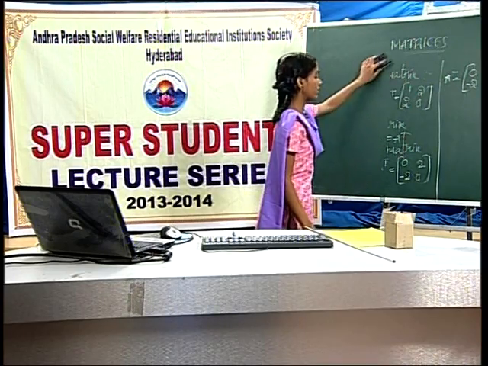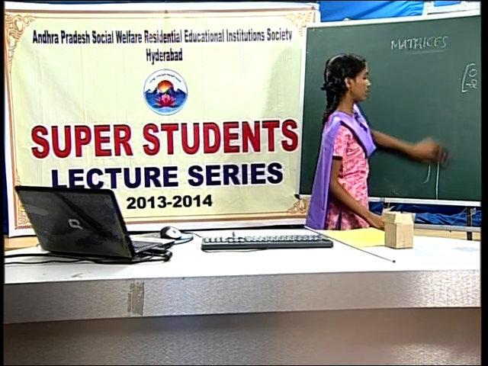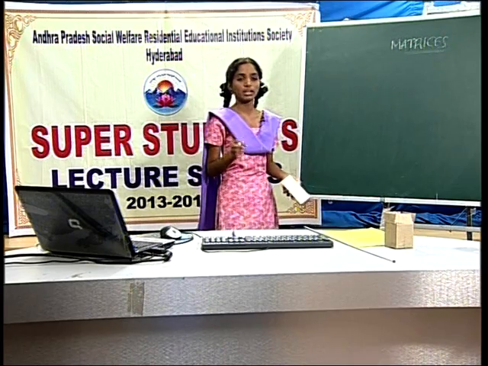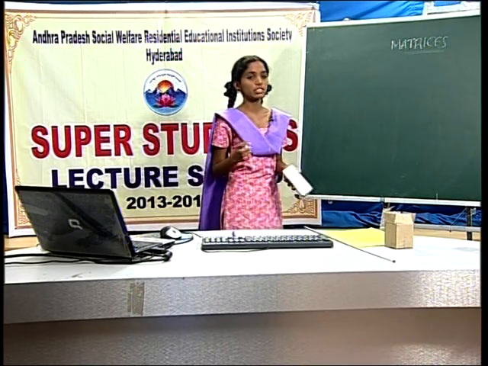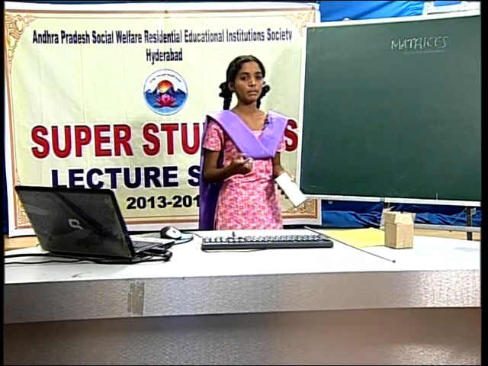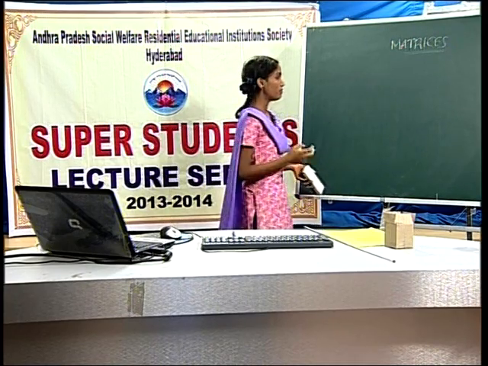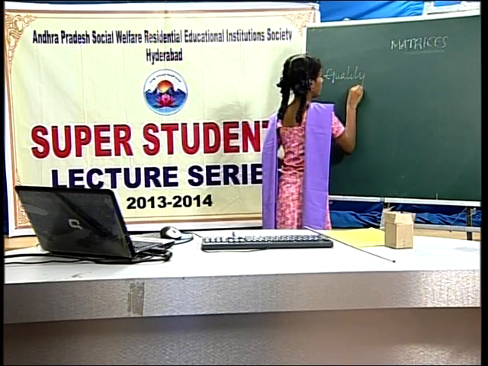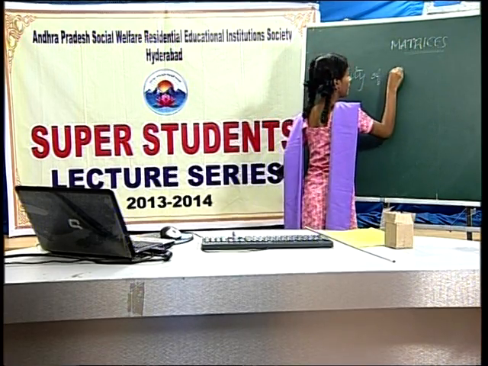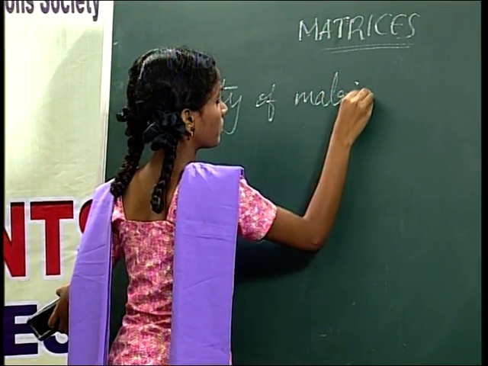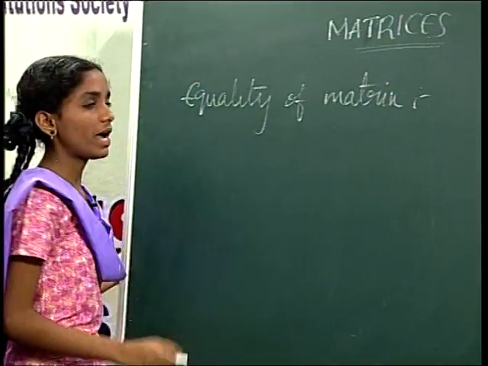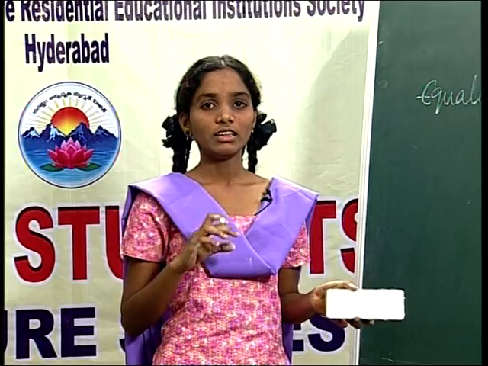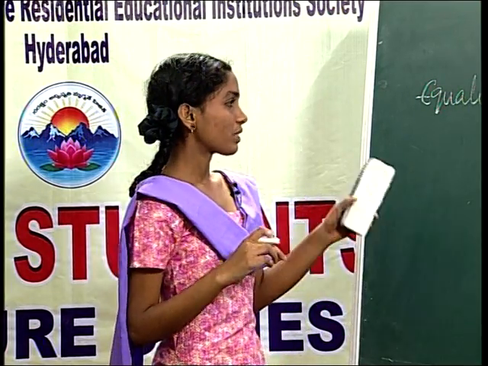Next, we will learn equality of matrices. Equality of matrices means that if two matrices have equal corresponding elements and the order of the matrices is also equal, then they are equal matrices.